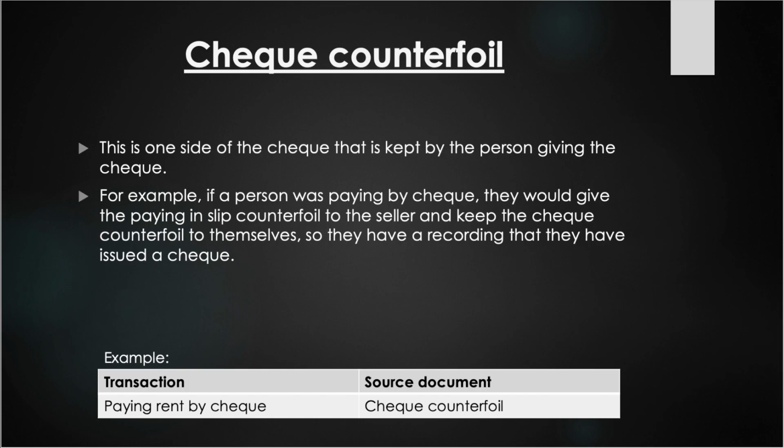Check counterfoil. This is one side of the check that is kept by the person giving the check. For example, if a person was paying by check, they would give the check to the seller and keep the check counterfoil to themselves, so they have a record that they have issued a check. Just to make you understand more, I'll put a further example down below where paying rent by check will lead to a check counterfoil source document being made.